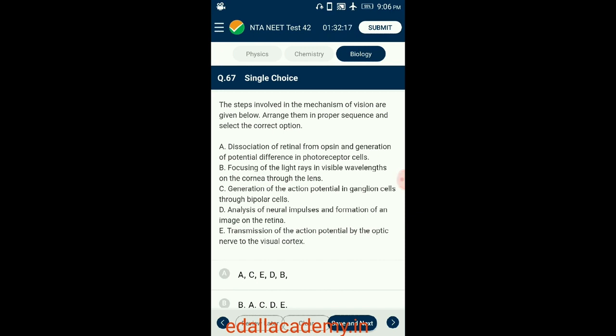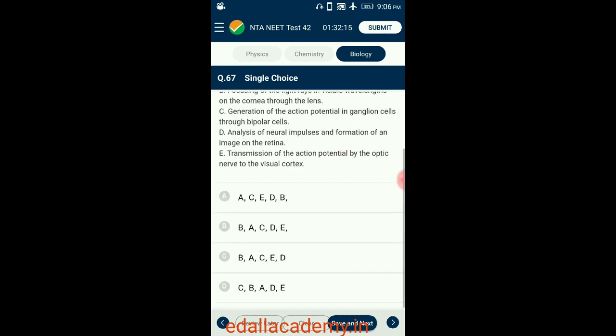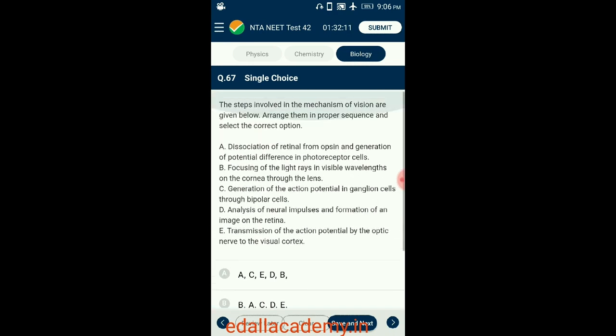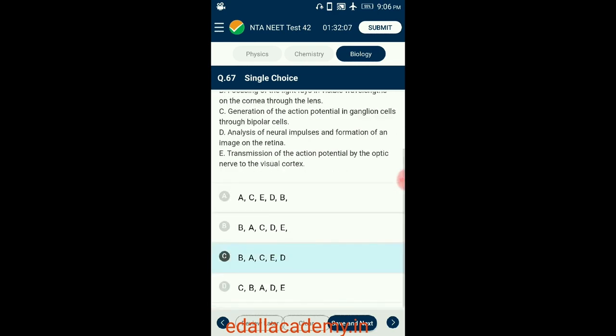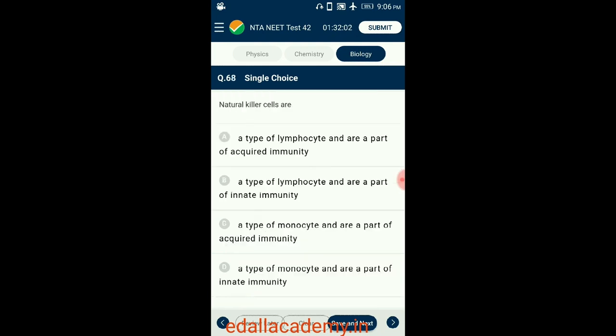So the answer for this question is option C, BACED. That is the correct sequence. So the answer for this question is option C. Question number 68.